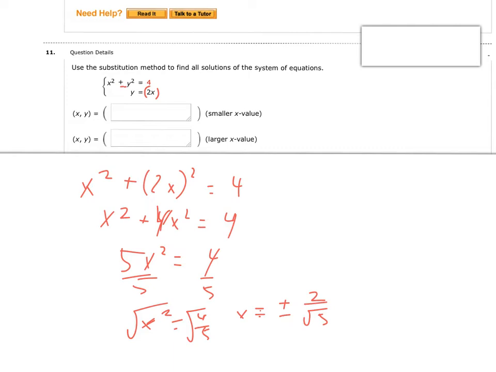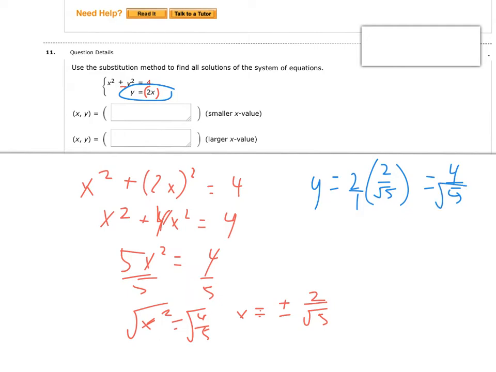Now, whenever I have the choice between linear and nonlinear, I should always plug this back into the linear one, so I'm going to use that one. It's actually easier anyway, so I'm just going to say y equals 2 times 2 over rad 5, which will be 4 over rad 5.